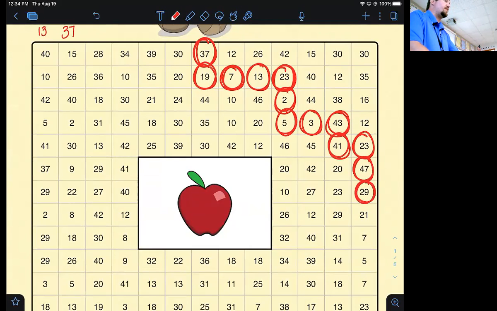21, be careful at the 21. 21, 3 and 7 can give you that. So I can't go to 21. I'm going to go over to 23 here. 27. Oh, no, can't go to 27, darn. 27, 3 and 9. So I have to go down to 29, don't I?